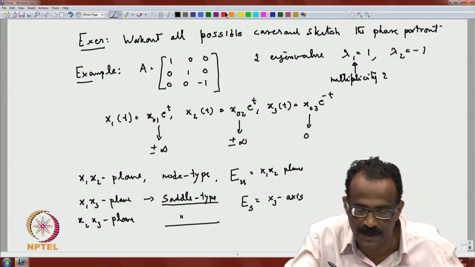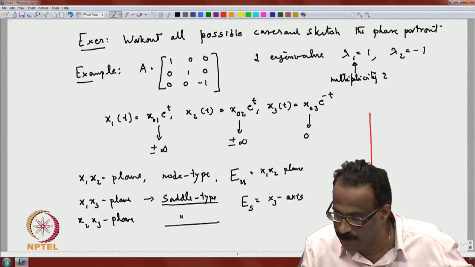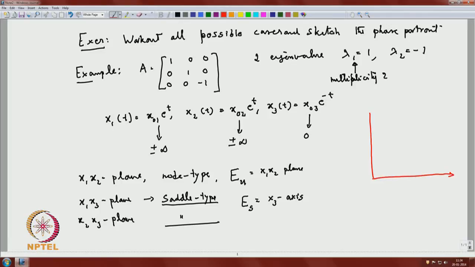Now, let us try to plot these things. This is your x2, this is your x1, and this is your x3. You can extend your x3 like this. Let us look at only x2, x3. When you look at x2, x3, you have the saddle point, and x2 goes to infinity, so the trajectory will go here. That is corresponding to the x2, x3 plane.